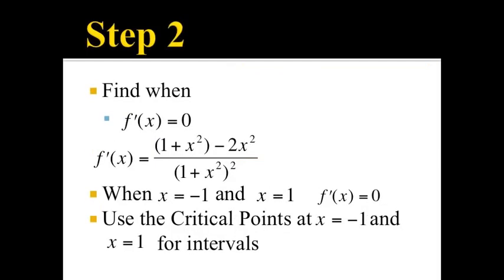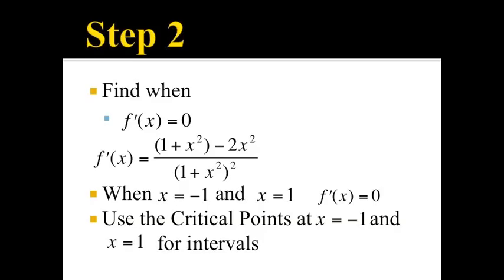Now that we have the first derivative, we need to find the critical points, which is when f prime equals 0, and by solving for the top of the function, 1 plus x squared minus 2x squared equals 0, we get that x can equal negative 1 and x can equal 1.